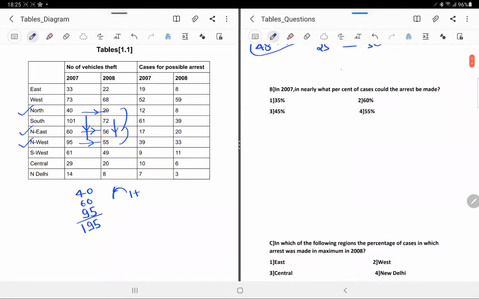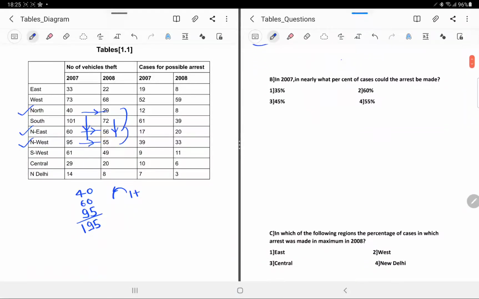Now let's look at question number 2. There is no need to solve that entire thing; what you need to do is solve as the subpart requires. In 2007, in nearly what percent of cases could the arrest be made?